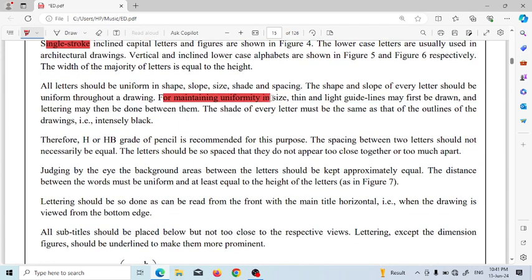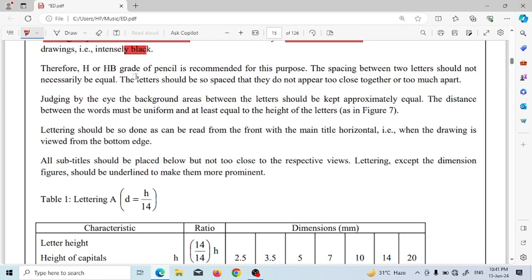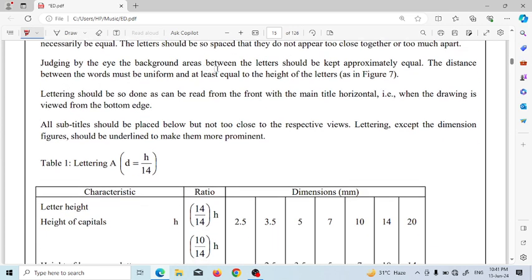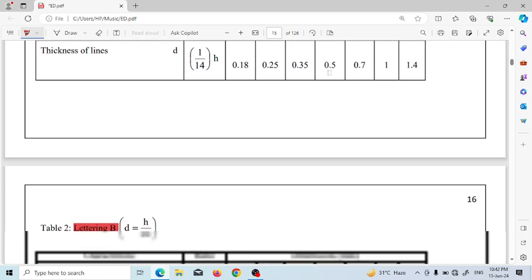For maintaining uniformity in size, thin and light guidelines may be drawn first. Next, lettering may then be done between them. The shade of every letter must be the same as the outlines of the drawing, that is, intensely black. Therefore, H and HB grade pencil is recommended for this purpose. The spacing between two letters should not necessarily be equal. The letters should be so spaced that they do not appear too close together or too much apart. Judging by the eye, the background area between the letters should be kept approximately equal, and the distance between words must be uniform and at least equal to the height of the letter, as shown in figure 7.